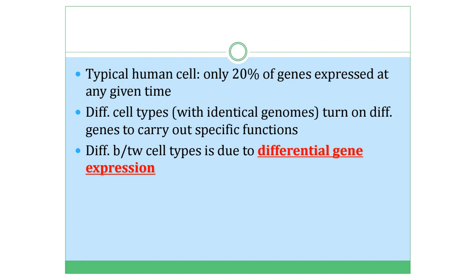Now, if every cell in your body contains all 46 of your chromosomes, so contains the entire collection of genes, then why are cells different from each other? Well, not every cell expresses every gene, and not all of those genes are expressed at the same time. So in a typical human cell, only about 20% of the genes are expressed at any given time.